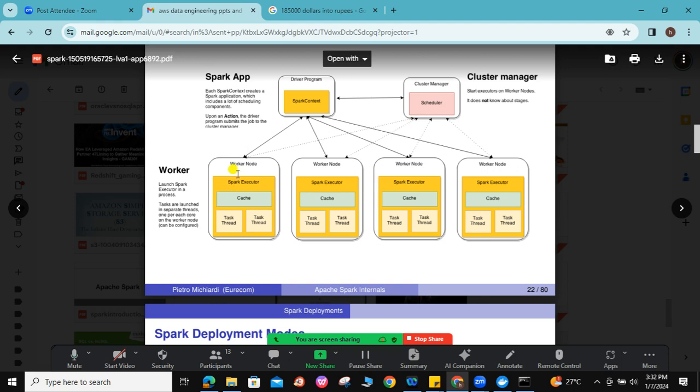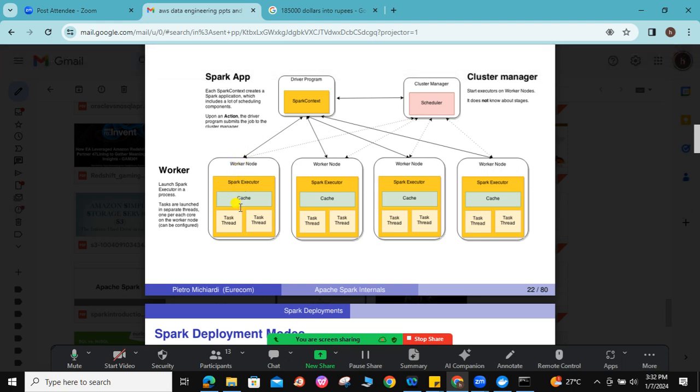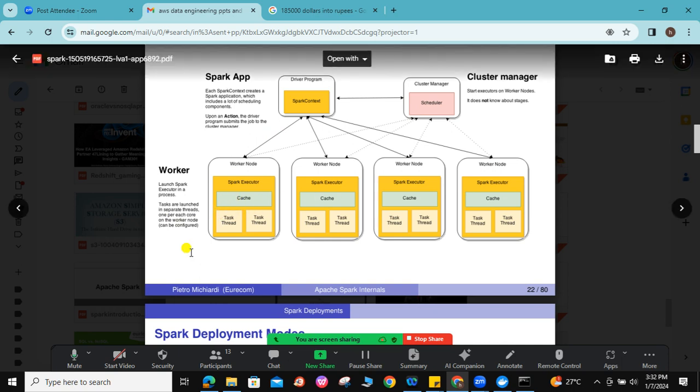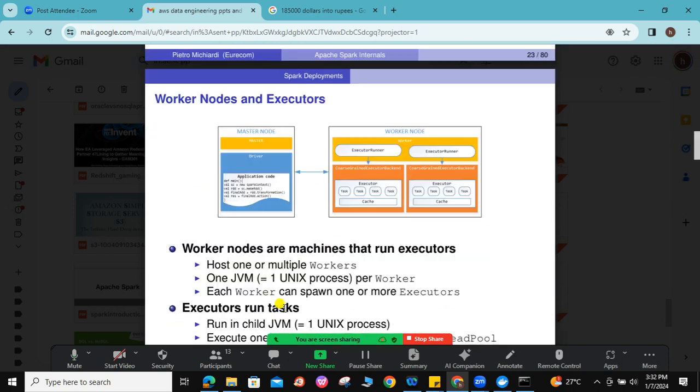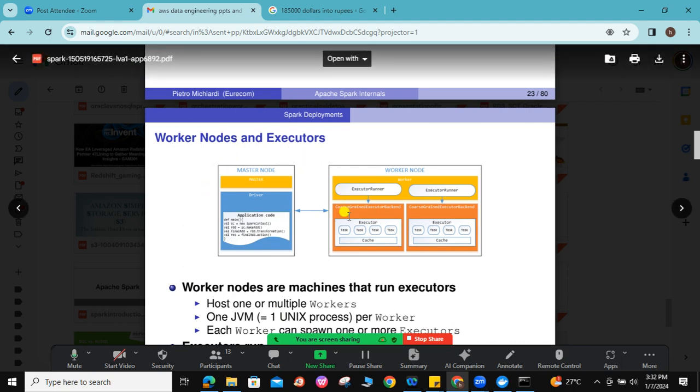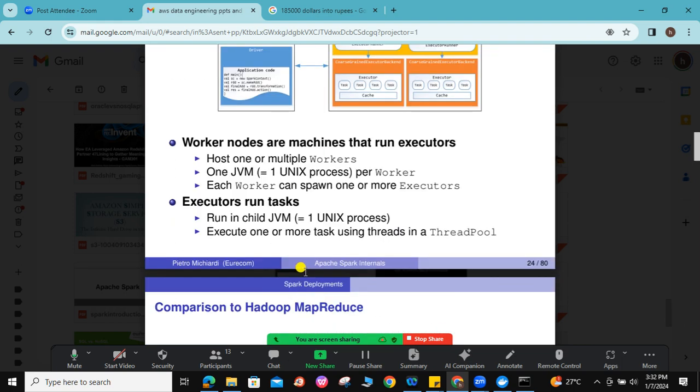So you just think about worker node. See what worker node will have. It will have executors, cores. Cores will have RAM, cache, and the lowest unit is tasks. Okay. So this is how the things will happen. Worker node and executor, so it is further divided. So this I will take some other day.